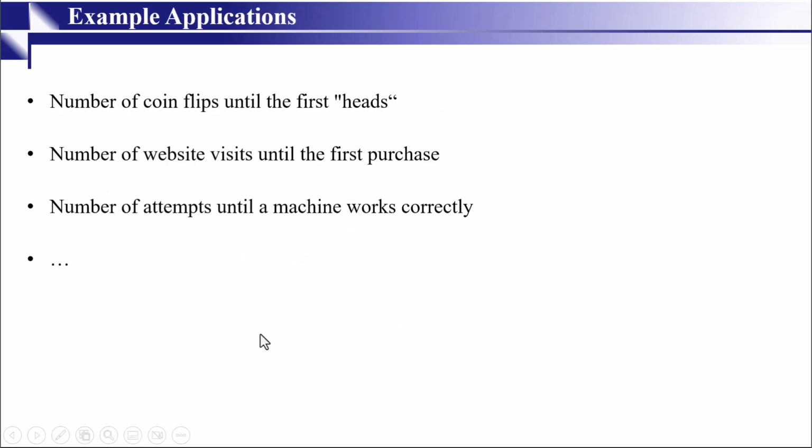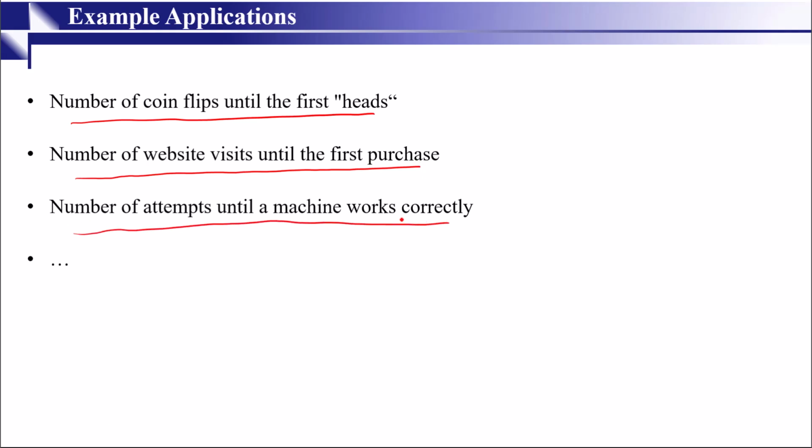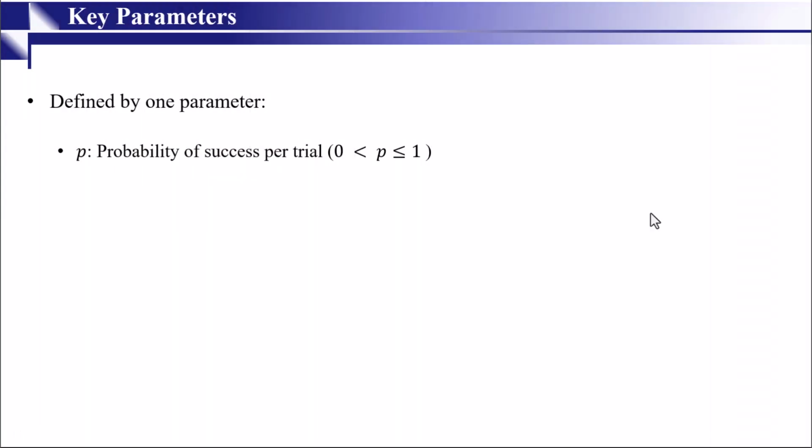So what are the applications? Number of coin flips until the first heads, or you can say number of website visits until the first purchase, or you can say number of attempts until a machine works correctly, and many other examples in the same context. So let's go for the parameters. In here, the distribution is defined by only one parameter, and that is p. So this is probability of success, and this is something between 0 and 1.